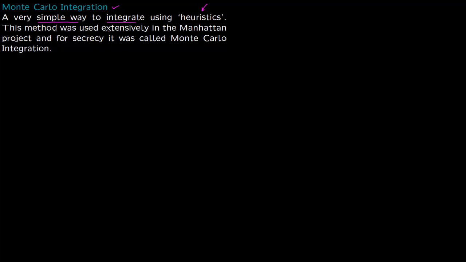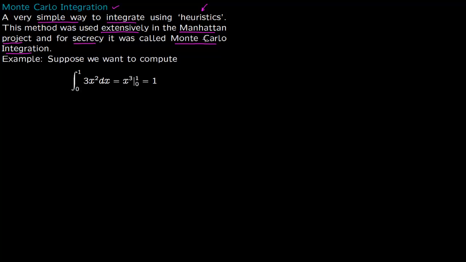This method was used extensively in the Manhattan Project because they wanted to carry out a large number of computations as fast as possible, and for the purpose of secrecy it was called Monte Carlo integration. Monte Carlo is the name of a French town in which there are a lot of casinos. So let us now do an example. First we do a standard example.